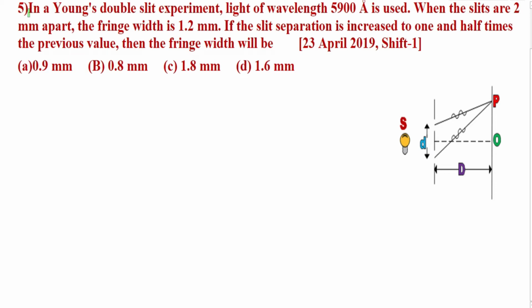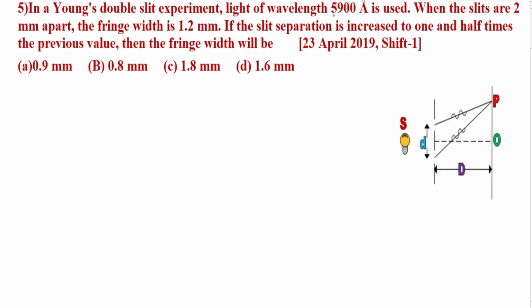Now let us go to our fifth question. In a Young's double slit experiment, light of wavelength 5900 angstroms is used. When the slits are 2 mm apart, the fringe width is 1.2 mm. If the slit separation is increased to 1.5 times the previous value, then the fringe width will be. Now let us see what was given.